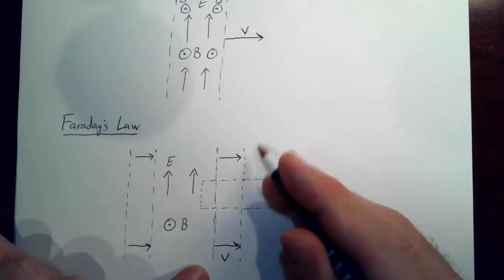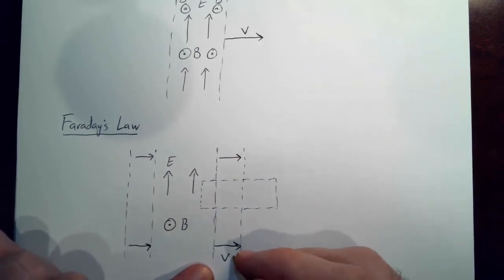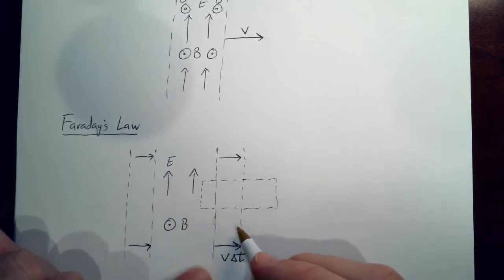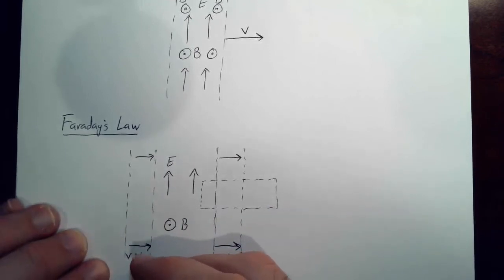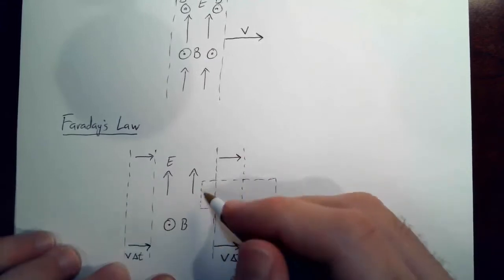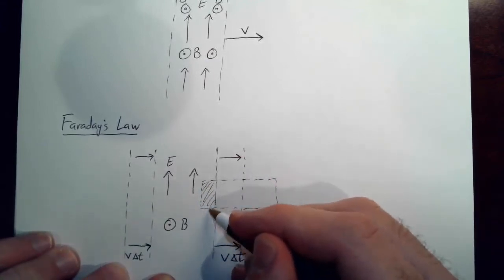And what is that amount, by the way? Well, if it's moving with the velocity v, then it's going to be v times whatever the time interval was. That's how far it has shifted, both here and here. And so you can see before we had this amount of flux.